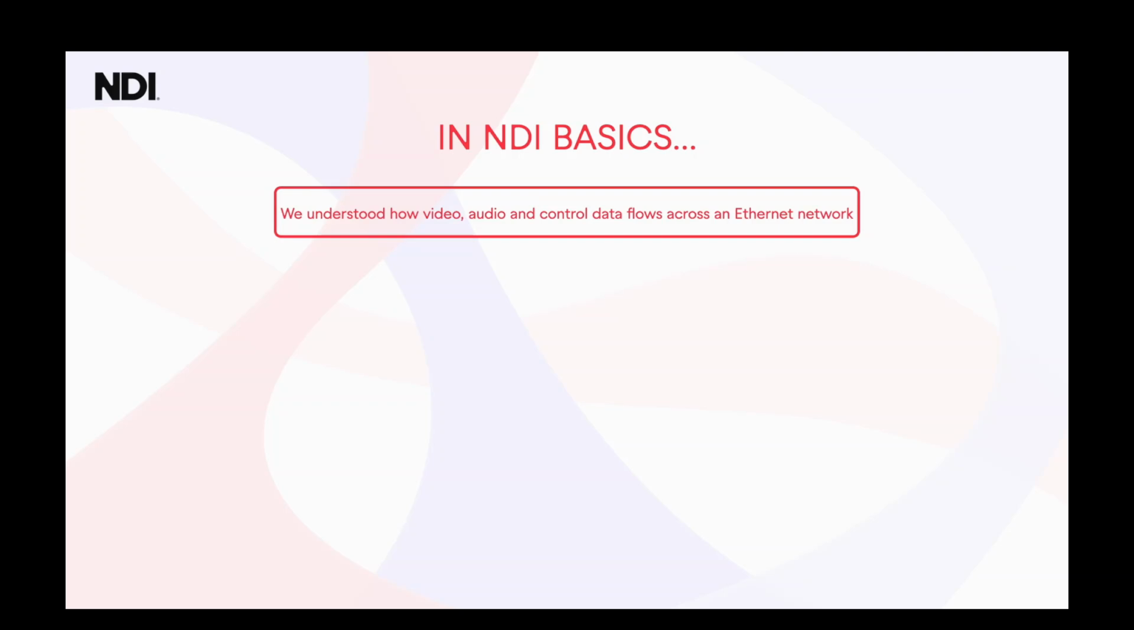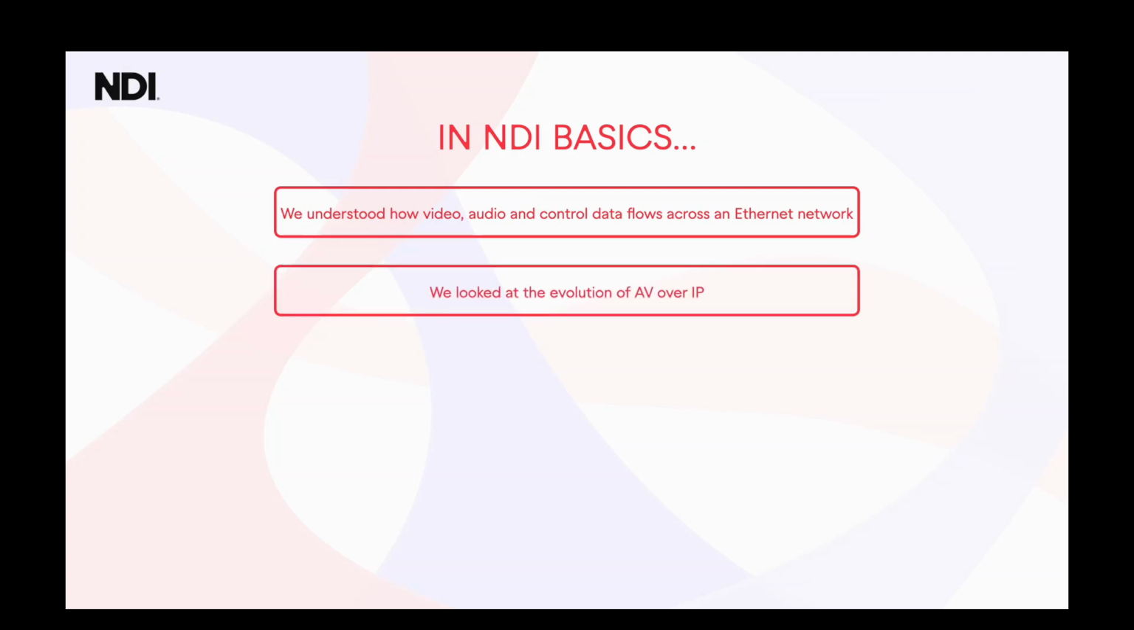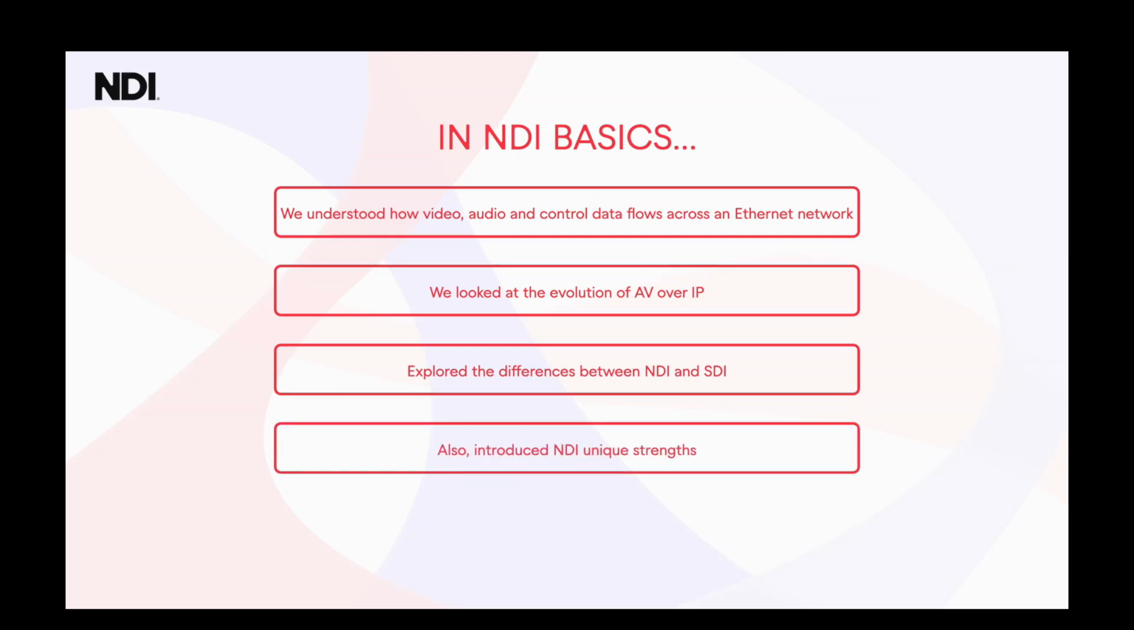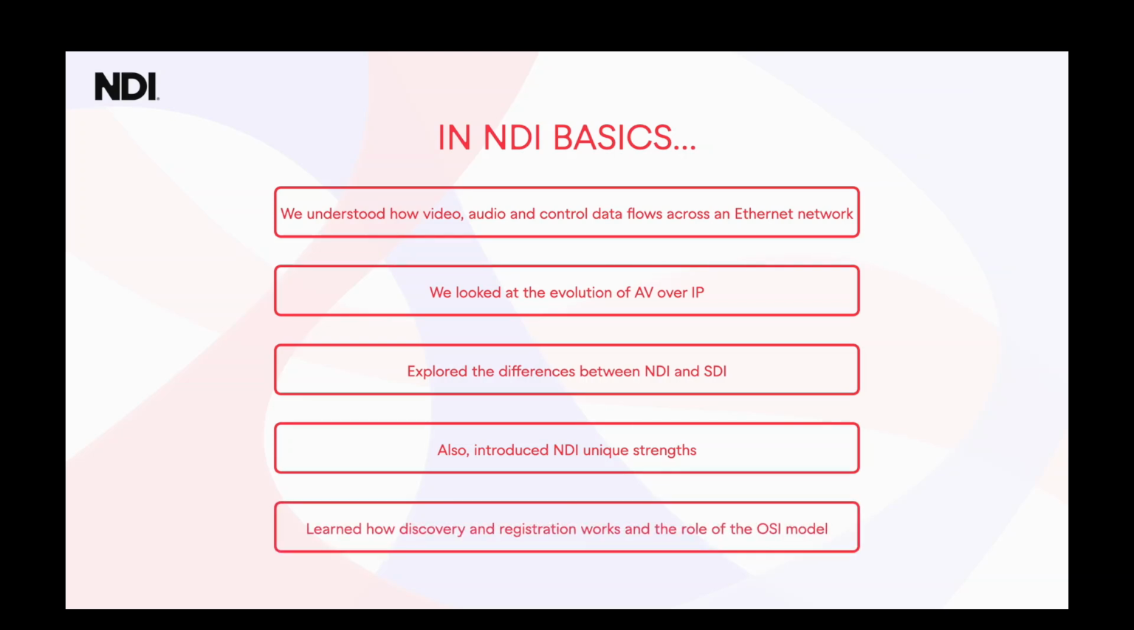In the previous course, we laid the groundwork for understanding how video, audio and control data flows across an Ethernet network using NDI. We looked at the evolution of AV over IP and explored the differences between NDI and traditional technologies like SDI and introduced NDI's unique strengths: software-defined, scalable and cost-effective. You also learned how discovery and registration works and the role of the OSI model and how to begin building reliable, basic NDI workflows with the right switch configuration and endpoint setup. And we wrapped things up with some real-world scenarios to help you decide when and when not to use NDI.